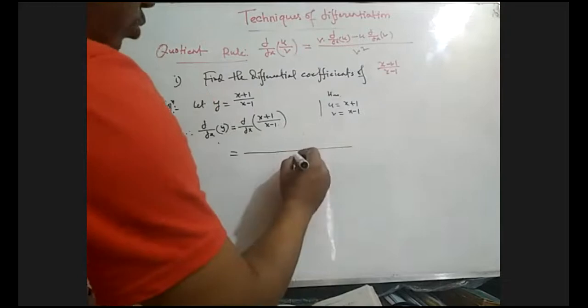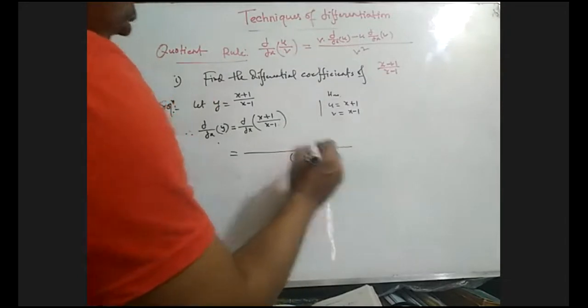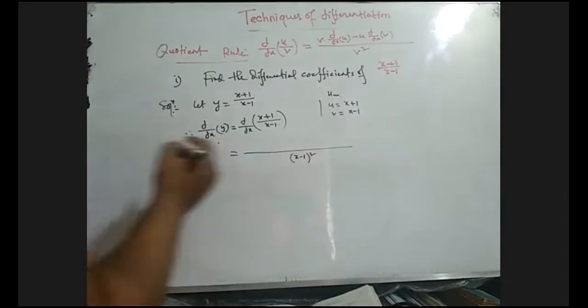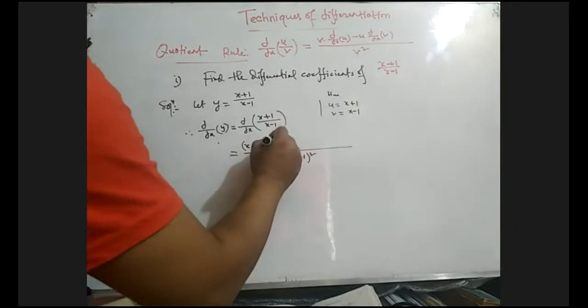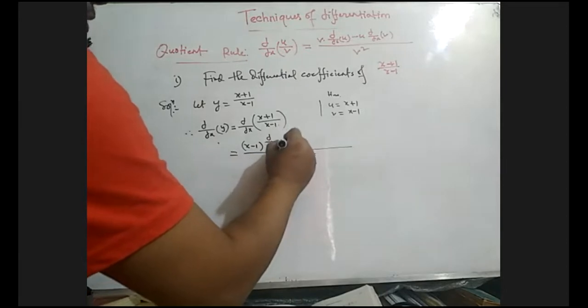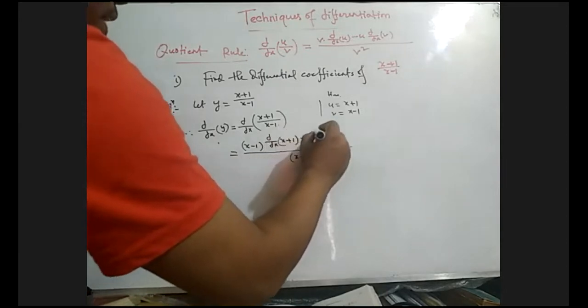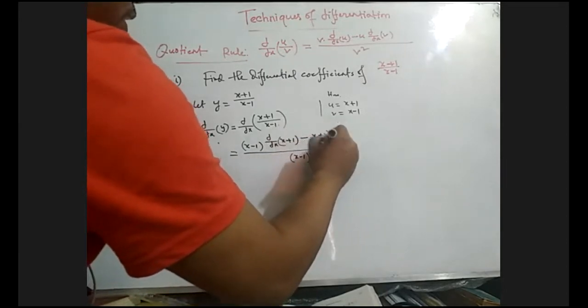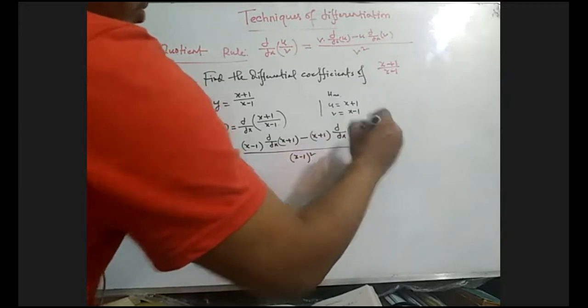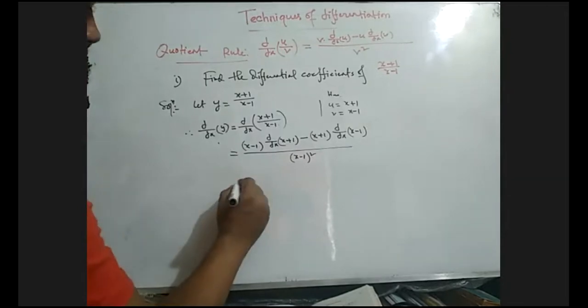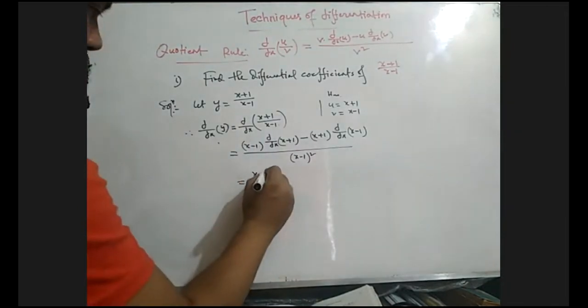v squared. v means x minus 1, so (x minus 1) whole squared. And v into d/dx of u: v means x minus 1, d/dx of u, where u means x plus 1, minus u into d/dx of v. Here v means x minus 1, so there are x minus 1.